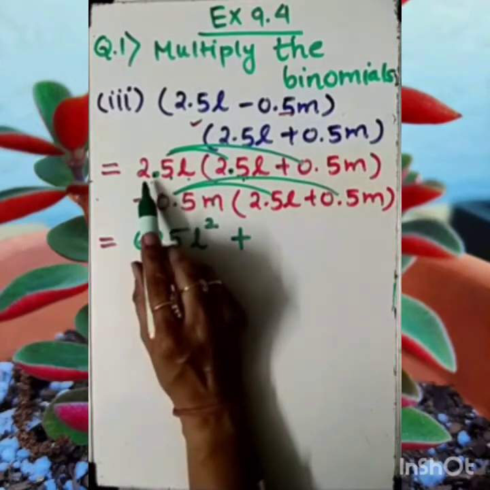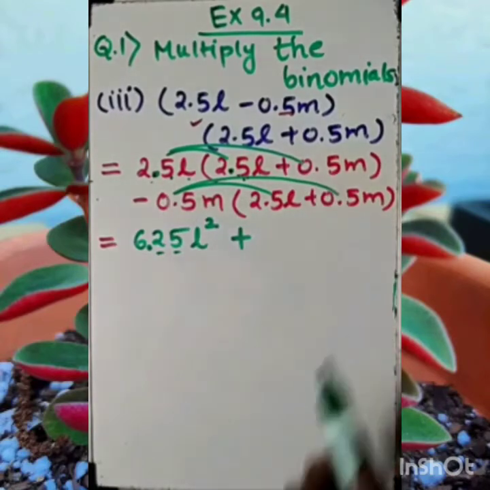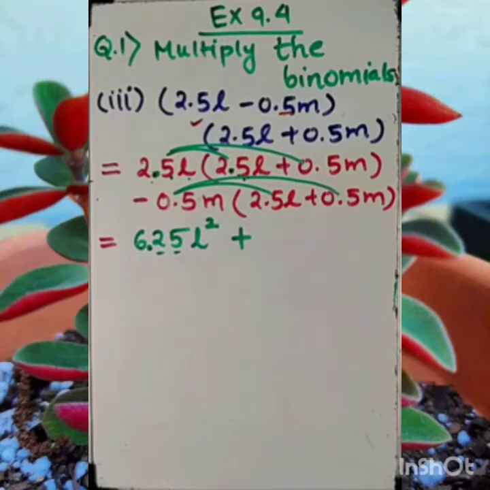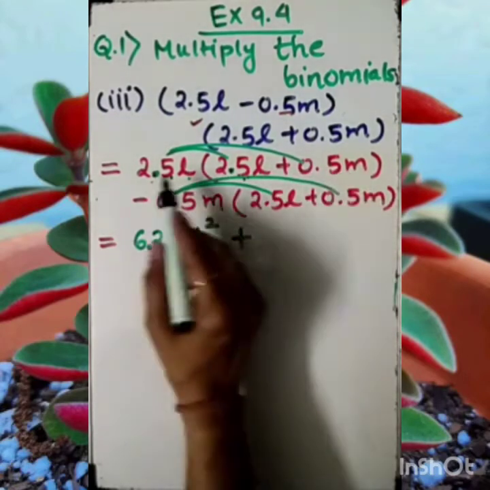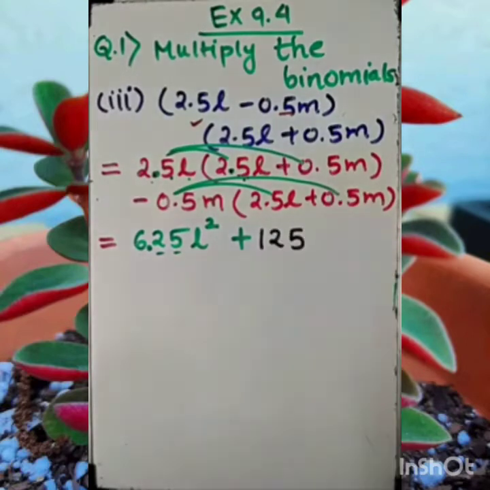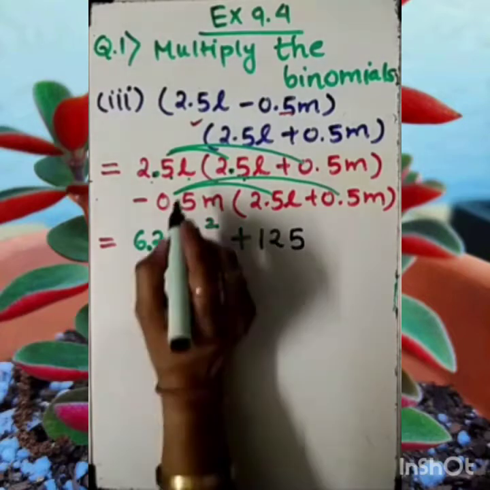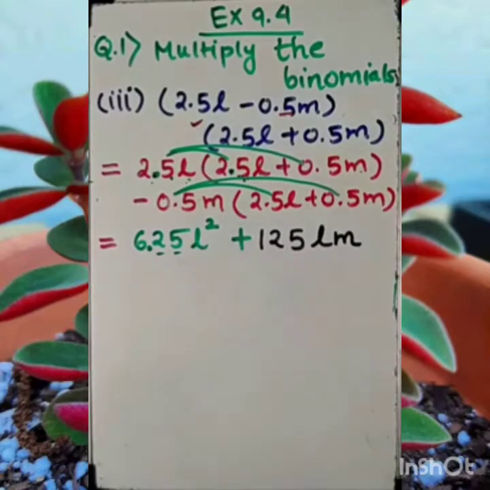Now again, for a while, think about this 2.5 into 0.5. We have to multiply 2.5 with 0.5. Think, you are not given any decimal and you have to multiply 25 with 5. 25 times 5, we know, is 125. And along with that, L into M is LM.